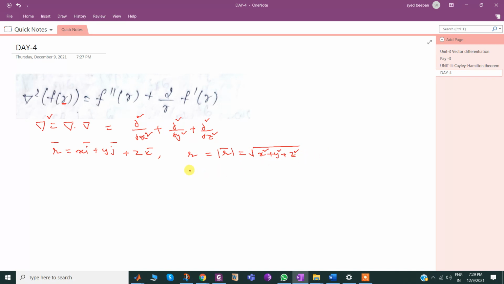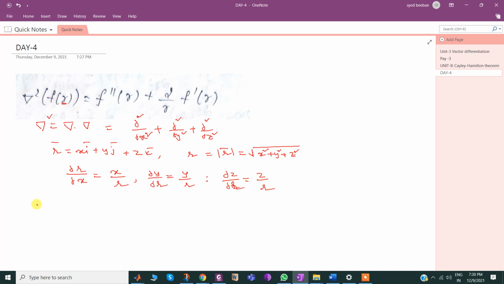Then further, dou r by dou x equals x by r, dou r by dou y equals y by r, dou r by dou z equals z by r. No one is going to ask you how you are getting this, just list it in the beginning itself.